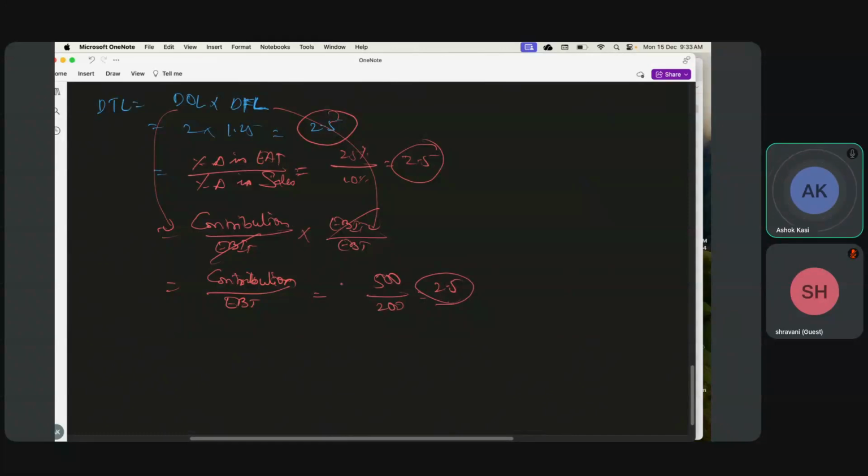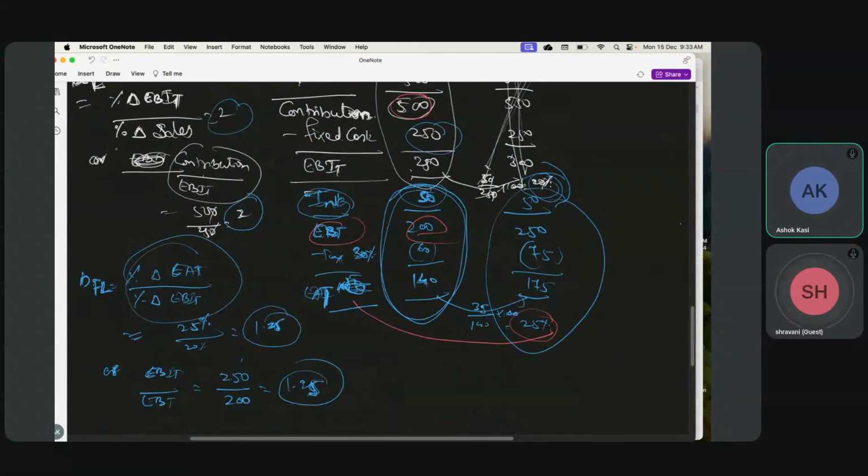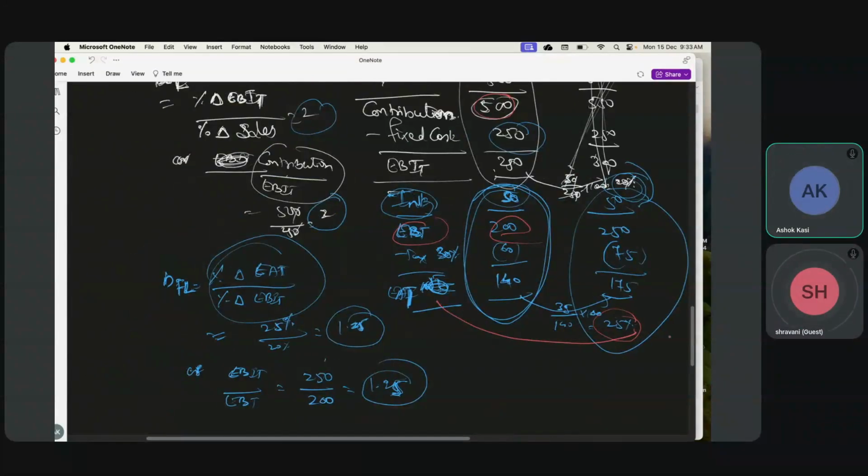Hello, is it fine? Hello? Yes, sir. 2.5. Yeah. Okay, so clear, fine with this one. These formulas you have to remember. Multiple formulas are there, all you have to know, because you never know how they are going to ask.